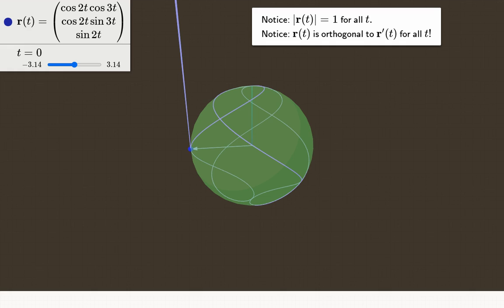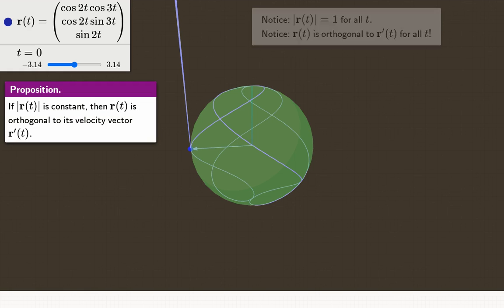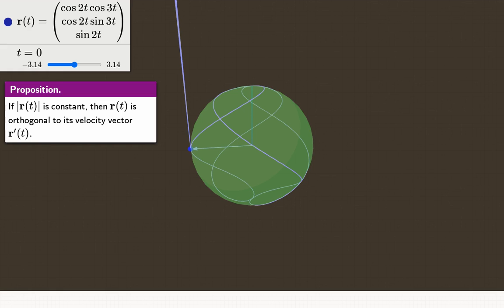The position vector, so the vector from the origin to the point on the curve, is always orthogonal to the velocity vector. Now, this isn't a coincidence or just something that happened for this particular curve. In fact, in general, anytime we have a curve with constant length, then the position vector in that case will always be orthogonal to the velocity vector. And so this is a nice application of the differentiation rules we just saw.